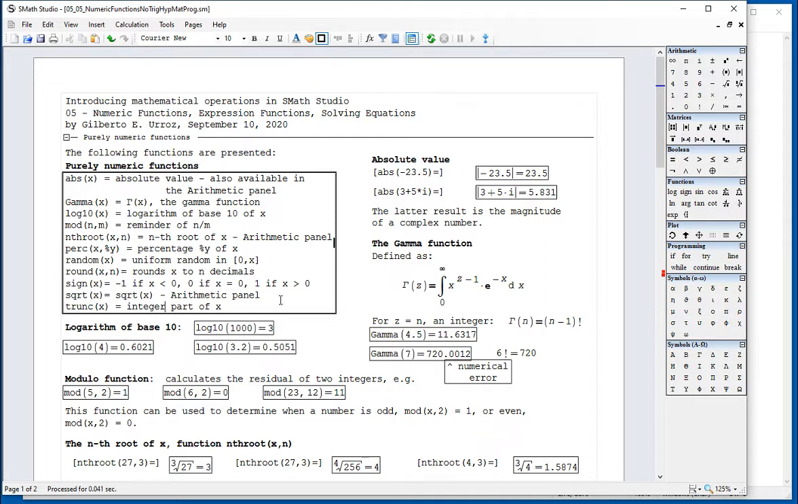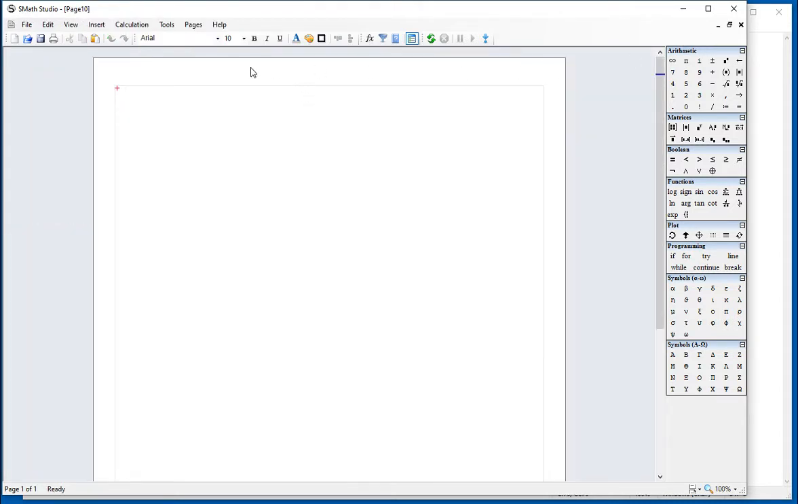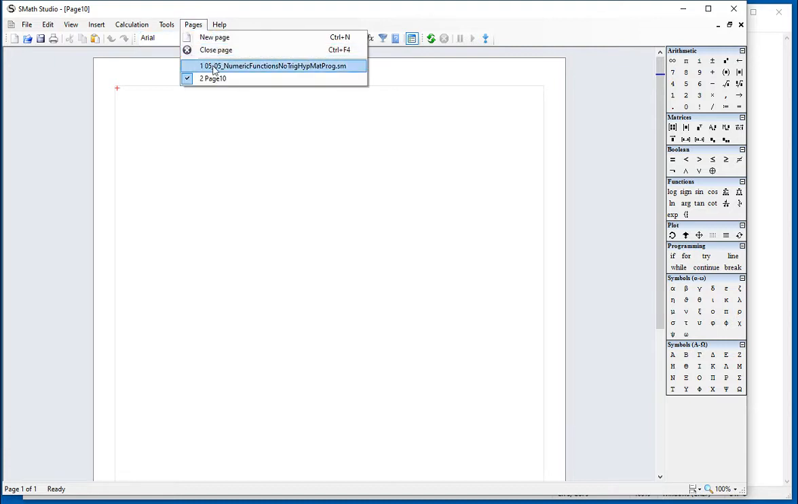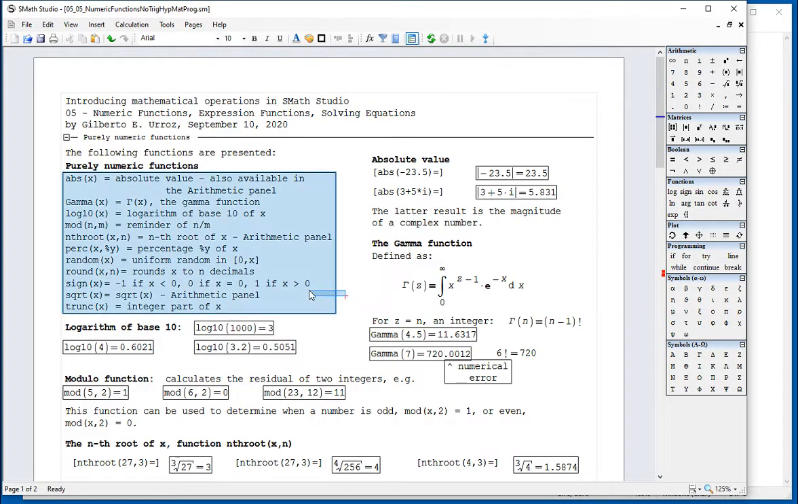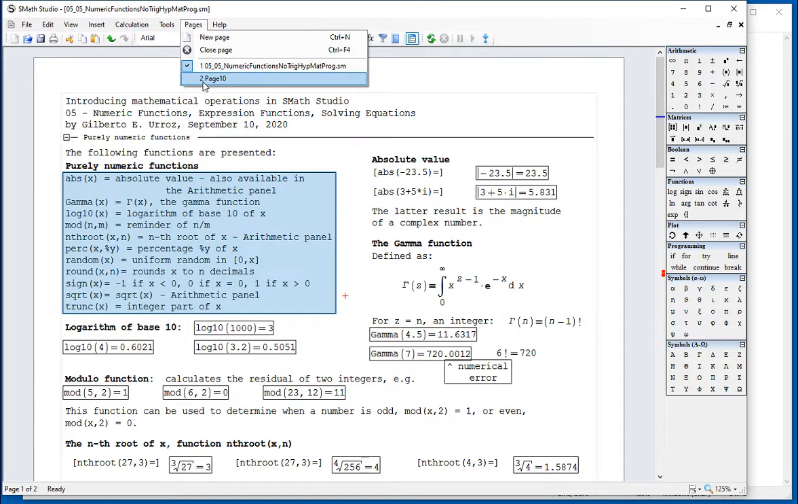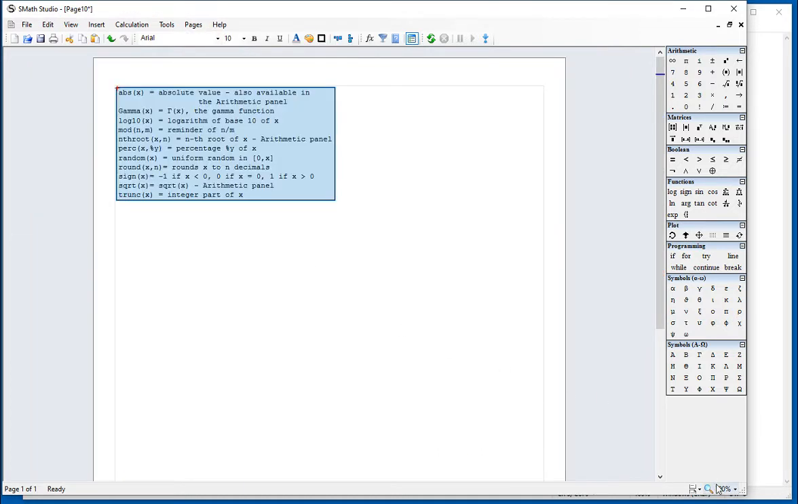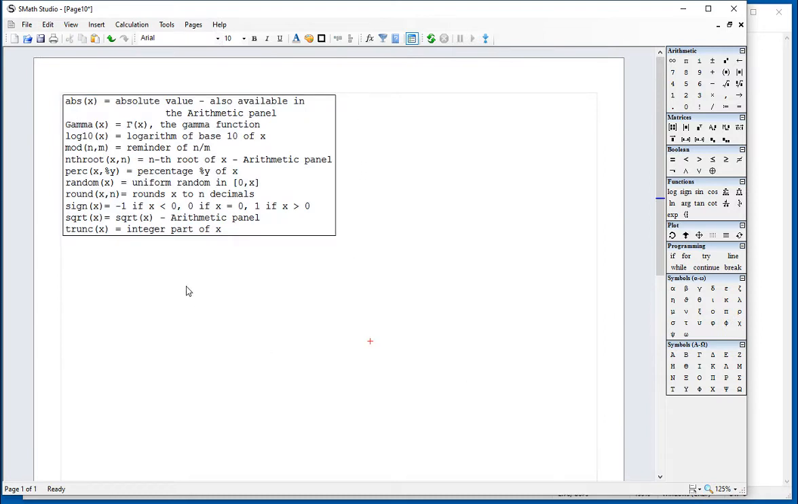A function PERC calculates a percentage. This is simple to calculate. A function to generate random numbers uniformly generated between 0 and x. A function to round up x to n decimals. The function sign that is equal to -1 for a negative number, 0 for a 0, and 1 for a positive number. And the square root and the truncation that gives you not the real part but the integer part. The integer part of a number.